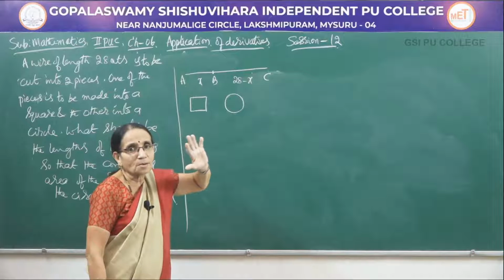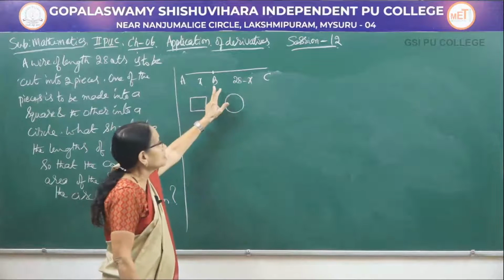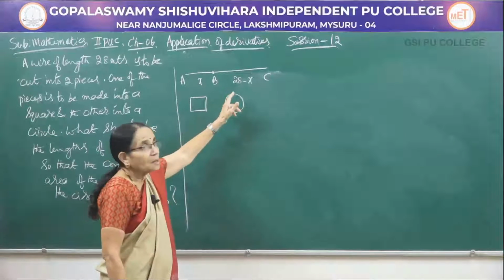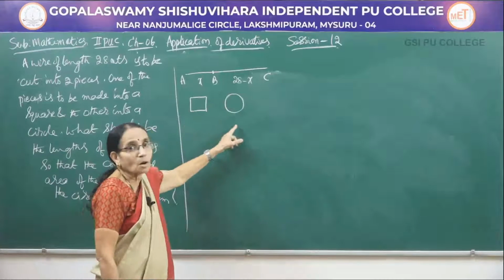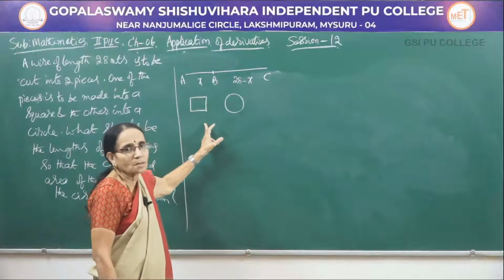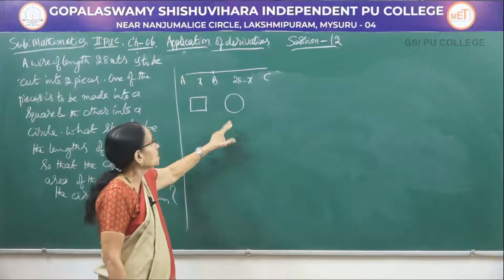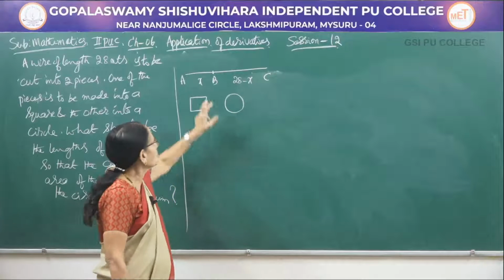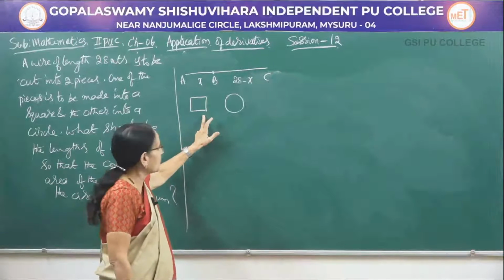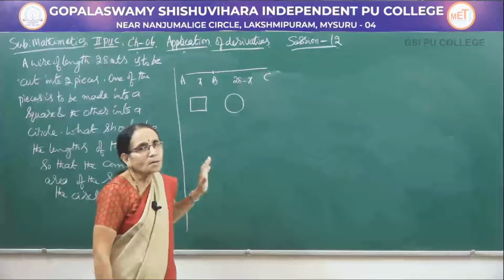That is how you have to start the sentence. Let x be the length of the first piece, and then the length of the second piece would be 28 minus x. You have to write all the sentences. Let x be the length of the first piece. Therefore, the length of the second piece is 28 minus x. So one I am converting it to a square, the other one I am converting into a circle.